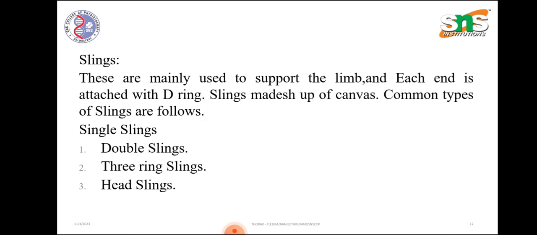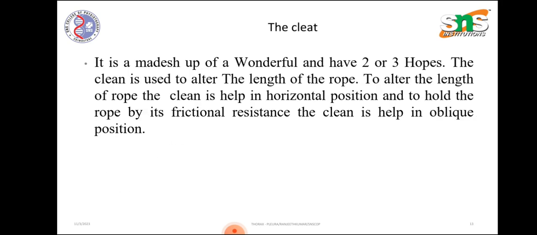Next, the slings. These are mainly used to support the limb, and each end is attached with a D-ring. Slings are made of canvas. The common types of slings are the single sling, double sling, triple sling and head sling. Then the cleat. It is made of wood and has two or three holes. The cleat is used to alter the length of the rope. To alter the length of the rope, the cleat is held in a horizontal position, and to hold the rope by frictional resistance, the cleat is held in an oblique position.